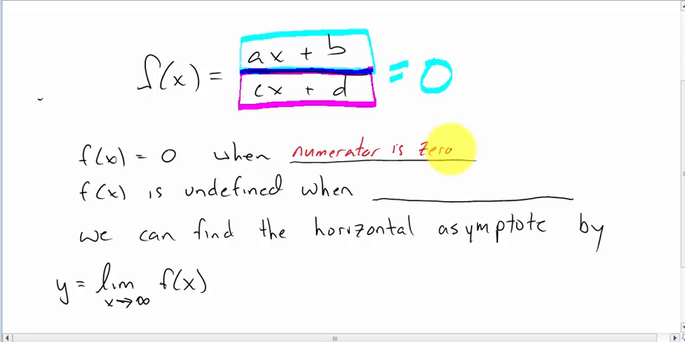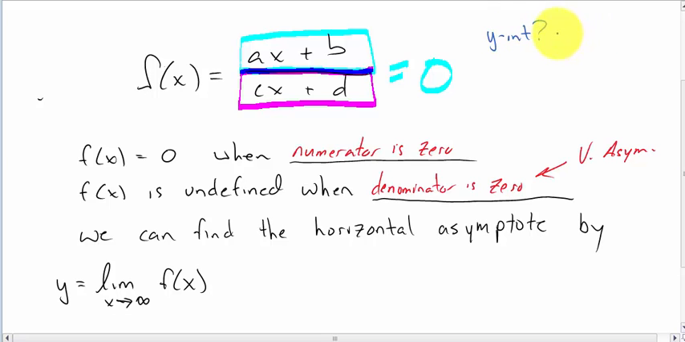Okay, so when is f of x undefined? f of x is undefined when the denominator is 0. If we divide by 0, the world ends, and we don't want that to happen, so we're going to say it's against the rules. And what does that mean? Well, that means that we have a vertical asymptote at that value, or values of x as we get to the more involved problems.